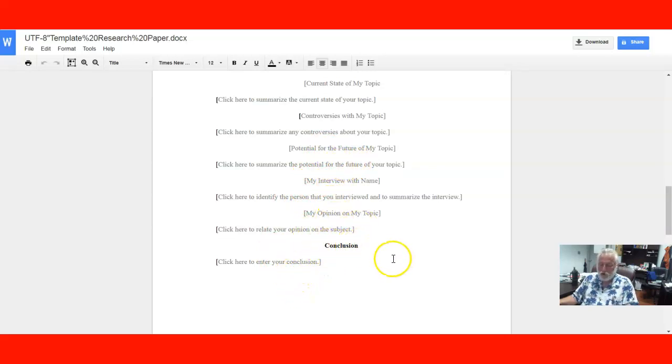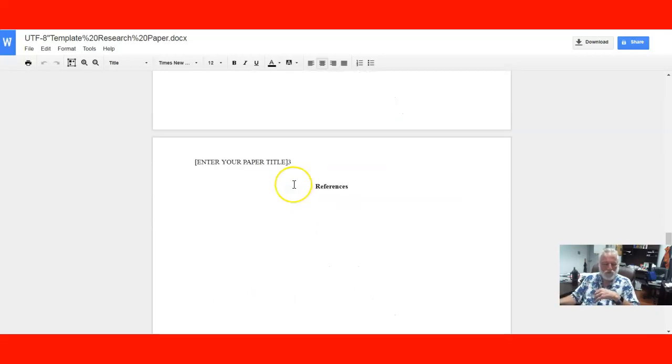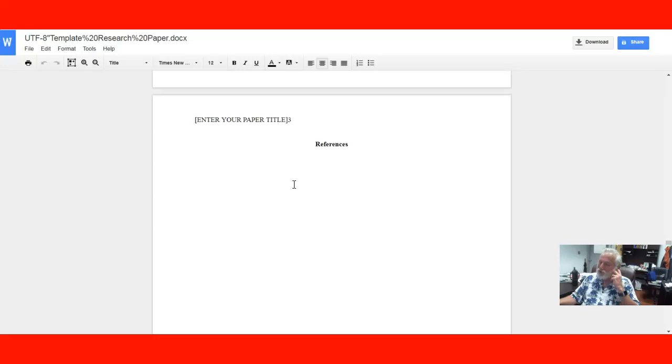You'll have a section that's called conclusion. Don't change this title, and you're going to put everything together. So that introductory paragraph that you do is going to kind of tell what the paper is going to be about. The conclusion is going to tell what the paper was about. So you tell what you're going to write about, and then you tell what you wrote about. And then finally, the last page is the reference page.